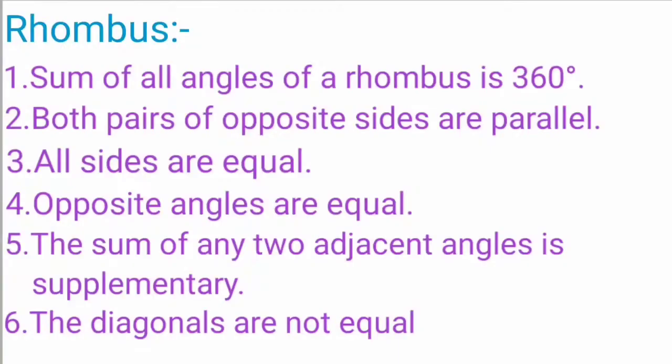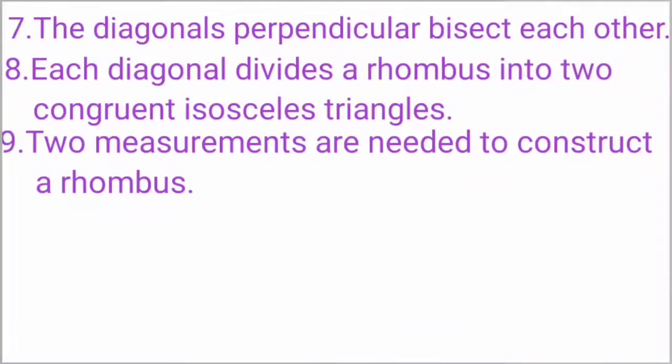The properties of a rhombus are: the sum of all angles of a rhombus is 360 degrees. Both pairs of opposite sides are parallel. All sides are equal. Opposite angles are equal. The sum of any 2 adjacent angles is supplementary. The diagonals are not equal. The diagonals perpendicularly bisect each other. Each diagonal divides a rhombus into 2 congruent isosceles triangles. 2 measurements are needed to construct a rhombus.